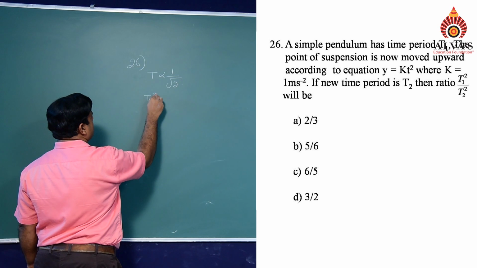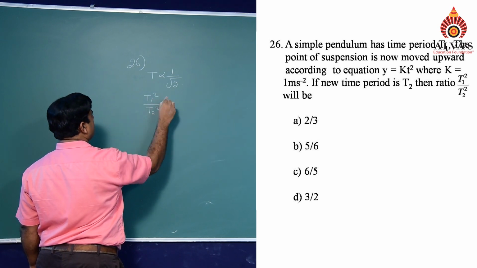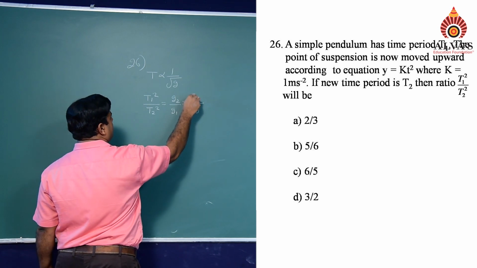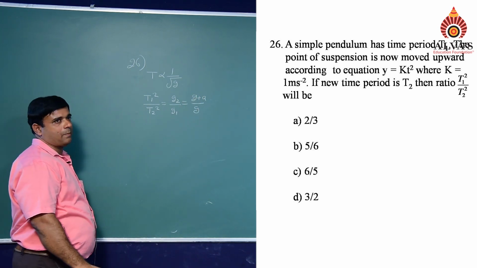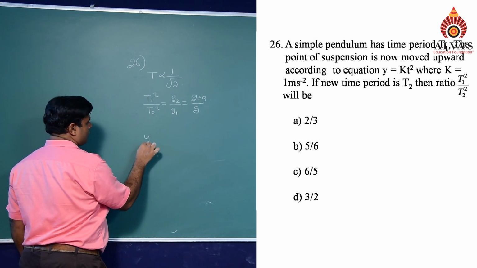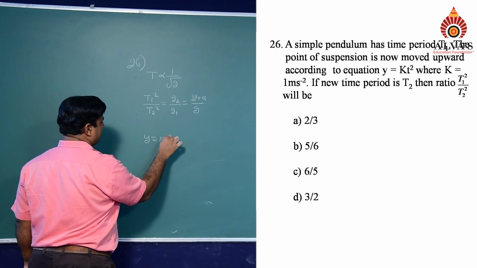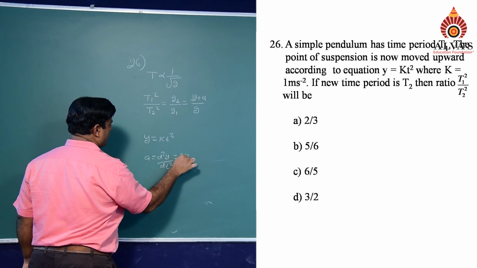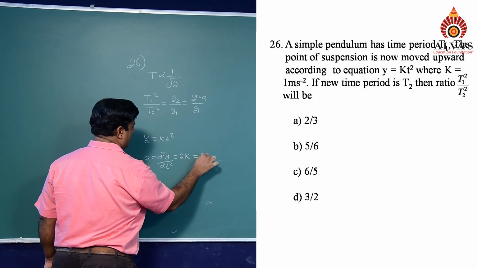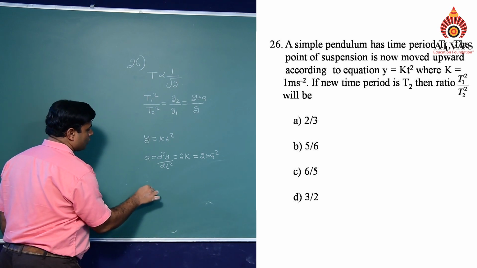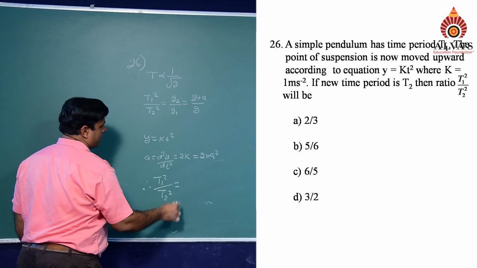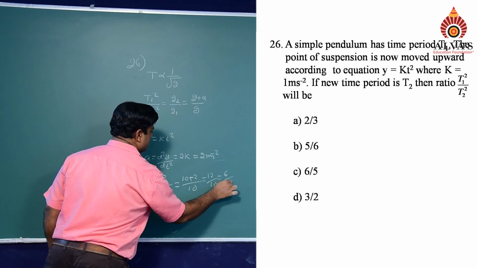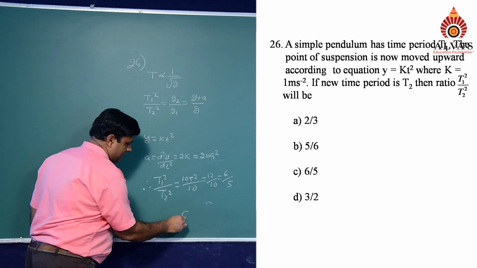Therefore, T1 square by T2 square equals g2 by g1. Initially no acceleration, g, then it moves upward, therefore g plus a. To get the value of a, use the equation y equal to k t square, which implies a is d square y by dt square, which is 2 into k. Value of k is given as 1, so a is 2 meter per second square. Therefore, T1 square by T2 square is (10 plus 2) by 10, which is 12 by 10, equal to 6 divided by 5. So, the answer is C.